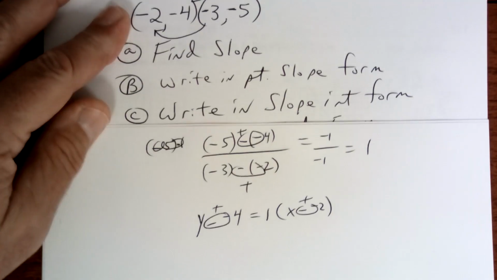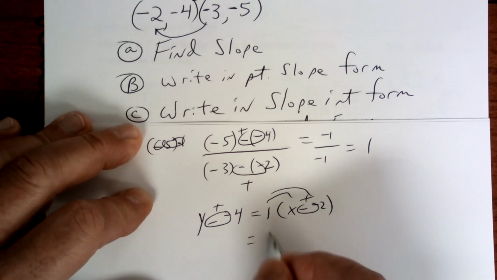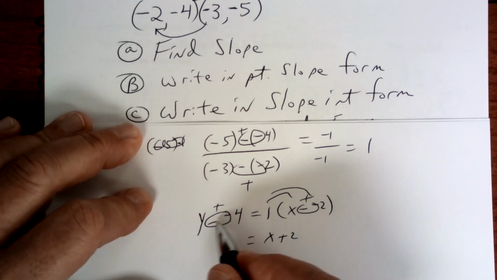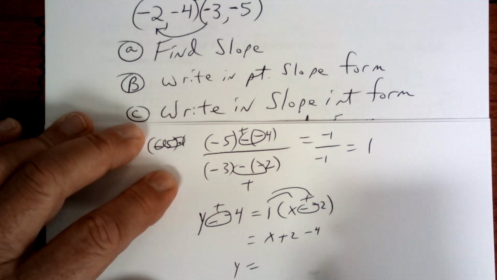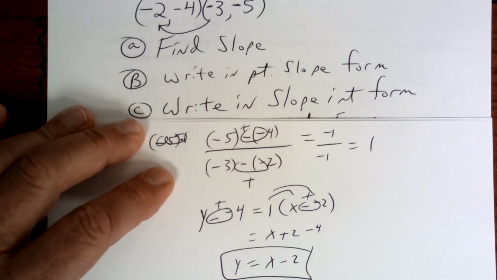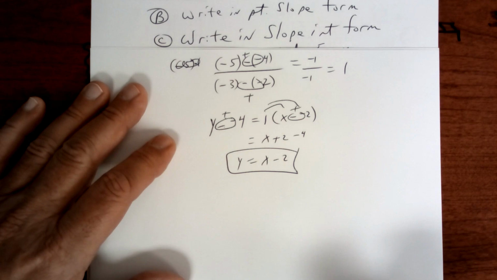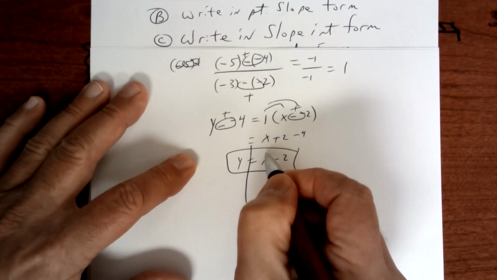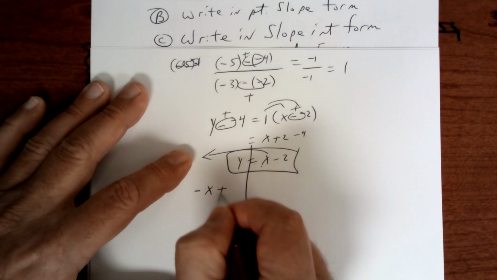To find slope-intercept form, you're going to distribute the 1, which is going to be easy, so that's x plus 2. You're going to move the 4, which is a plus, and that becomes a -4. So you're going to get y equals x minus 2. To get standard form, which we really didn't talk about other than me giving you the formula, you move the x over here with the y. So that becomes a -x plus y is equal to -2.